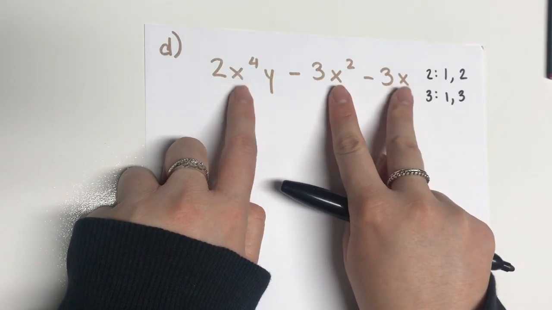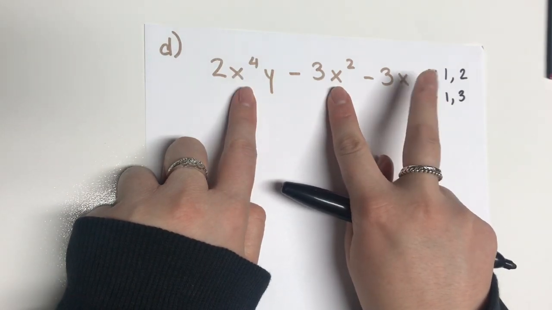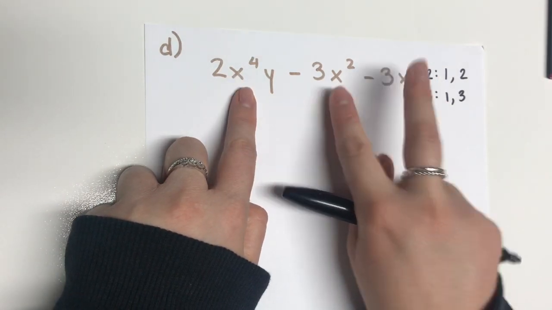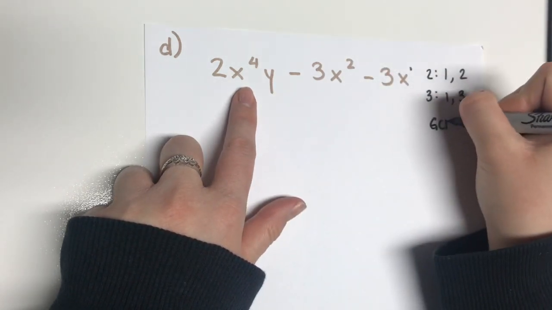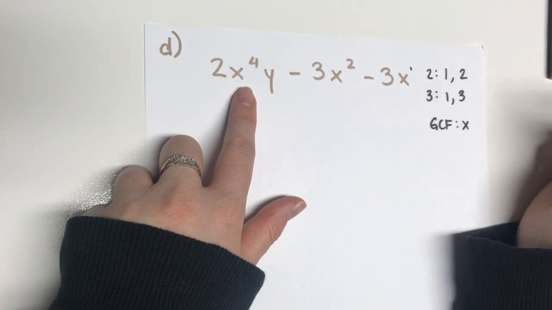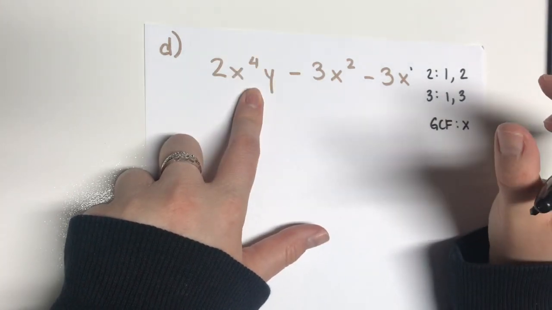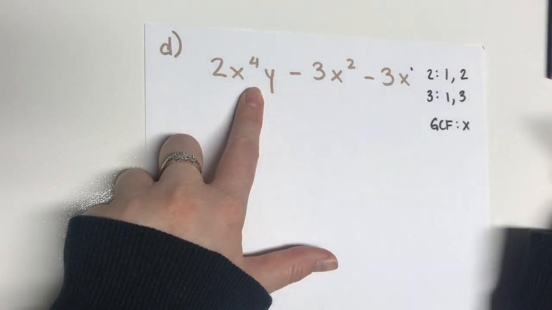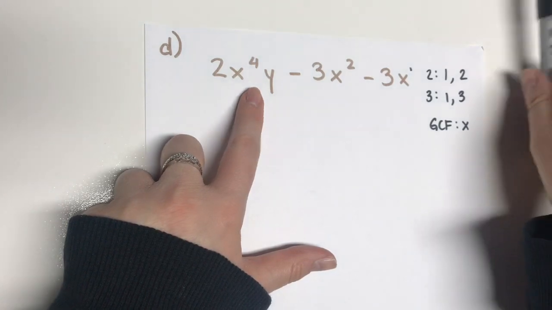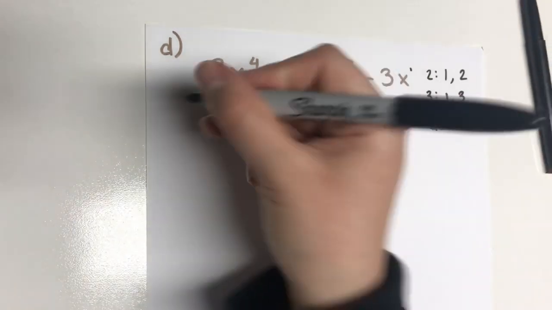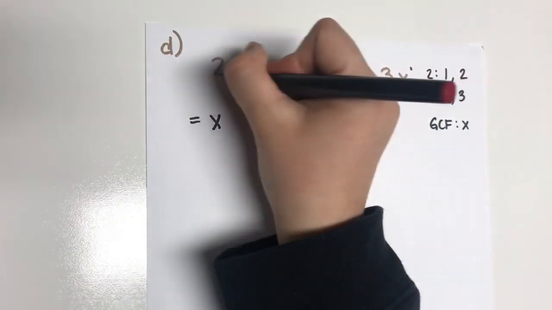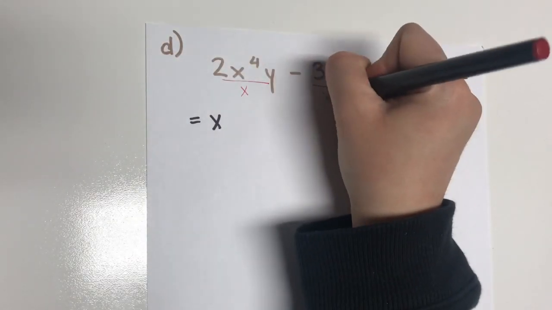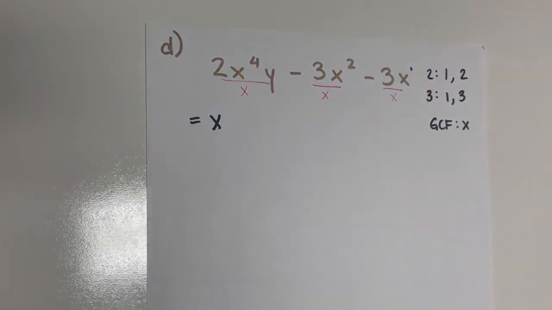They all have x's beside them. And the lowest one is x to the power of 1 over here. So that means my greatest common factor is x to the power of 1. This one has a y beside it, but none of the others do, so they don't have a y in common, which means I'm going to factor out just the x. That means I'm going to divide it out of each term. So it's the opposite of multiplying. I'm dividing it out.